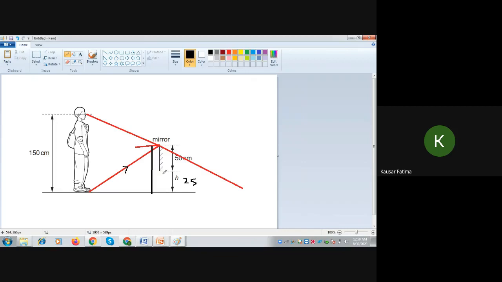So what should be the maximum height so that the person can see his shoes? It means the mirror cannot be raised above that height. We'll change the mirror position and it will be this way, to see the image. So for the maximum height you have to take the ray from the shoes of the person to the lower part of the mirror. For the minimum height, you have to take the ray from the shoe of the person to the upper part of the mirror.